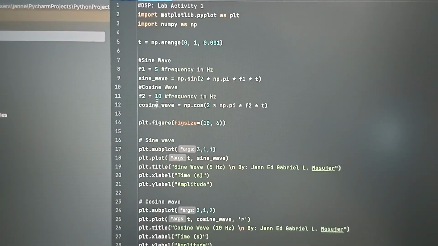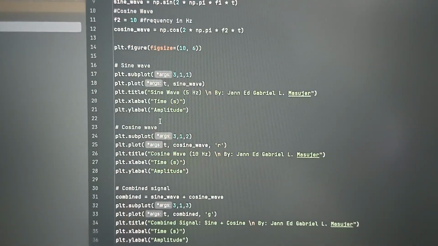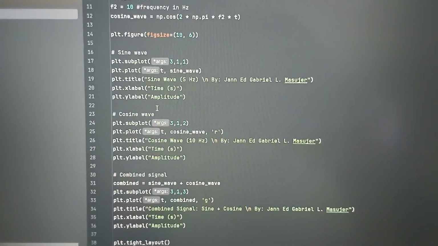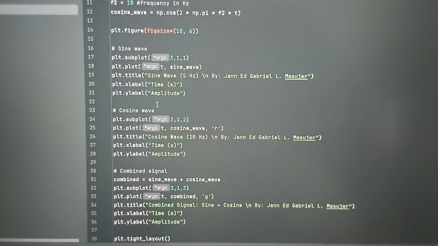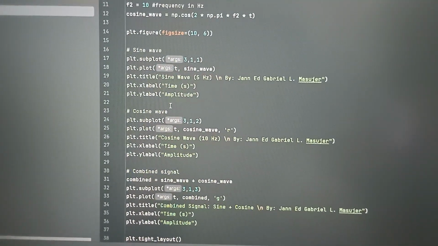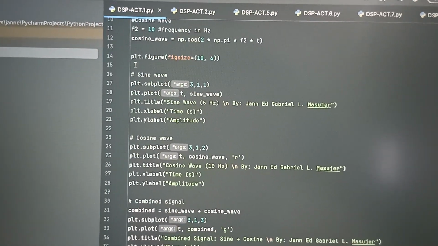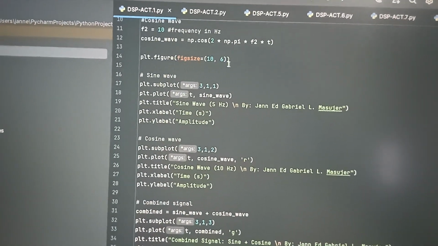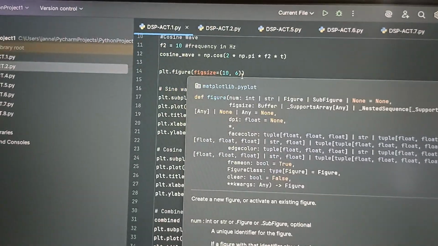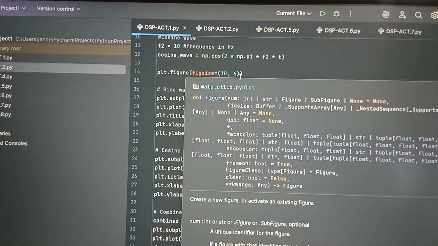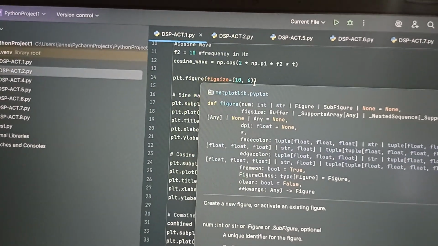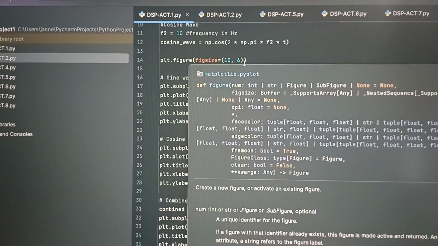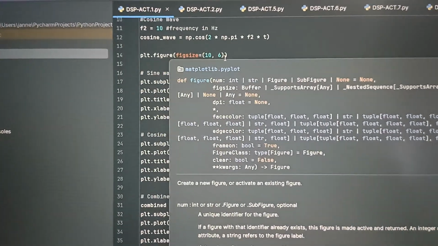Same with the cosine wave. To add in also, the cosine wave has the same shape as the sine wave, but it starts at its maximum amplitude, a phase difference of 90 degrees. So plt.figure means plot figure with a figsize equal to 10 by 6. This creates a new figure window for plotting with dimensions 10 inches wide and 6 inches tall. It ensures the plots are large and clear, especially when showing multiple subplots.